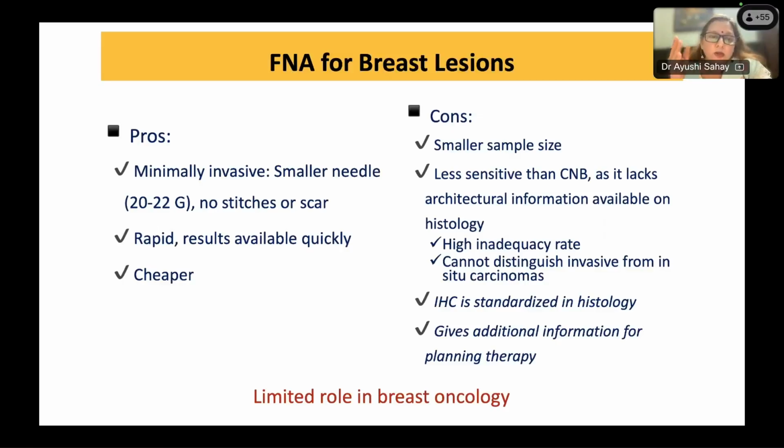Also, you cannot do IHC properly in FNA. Most of the time, you cannot standardize it properly on FNA. You do not have enough material to do IHC. And also, it does not give any additional material for planning therapy as a core needle biopsy can give. So its role, if it is not limited, it should be limited in breast oncology.